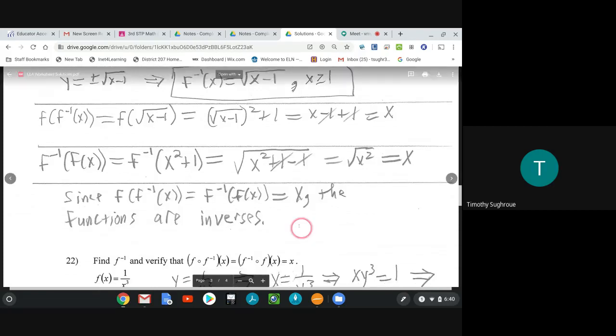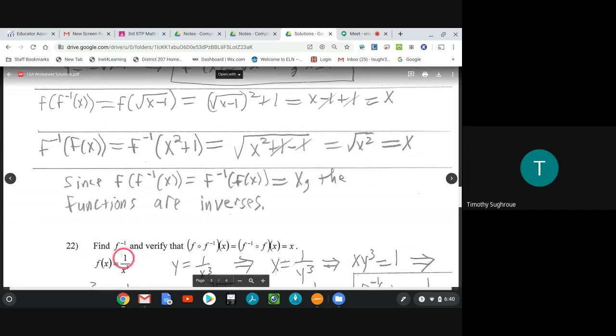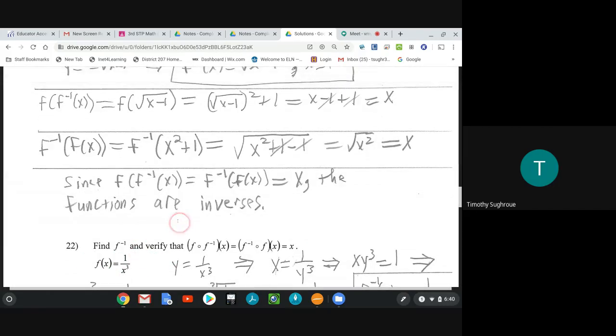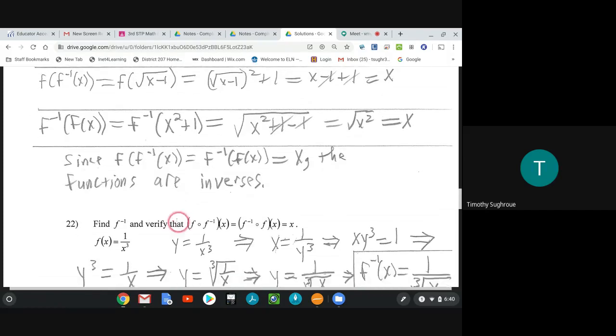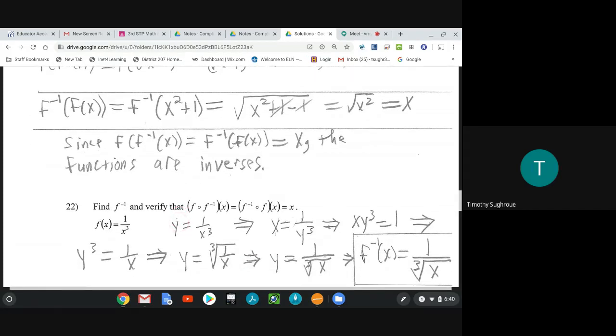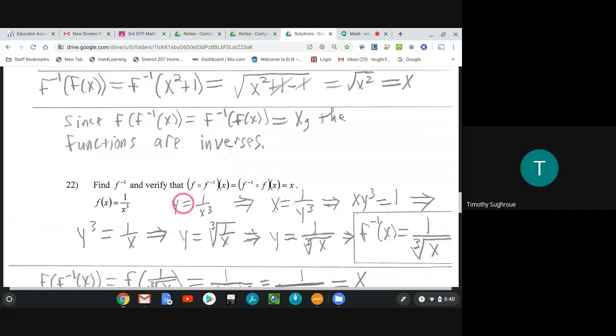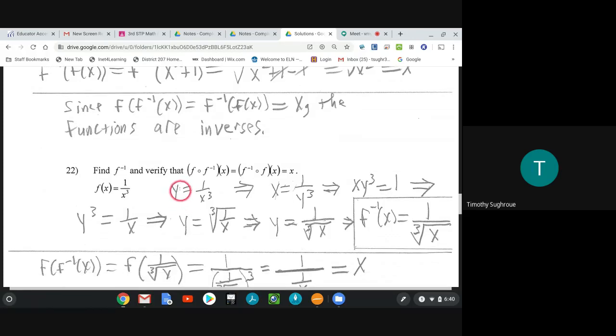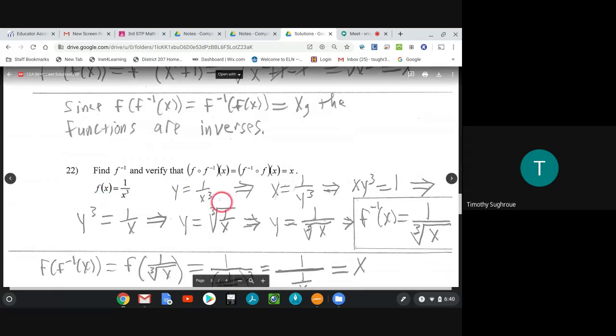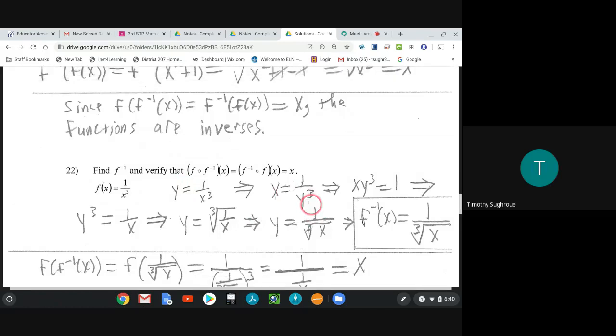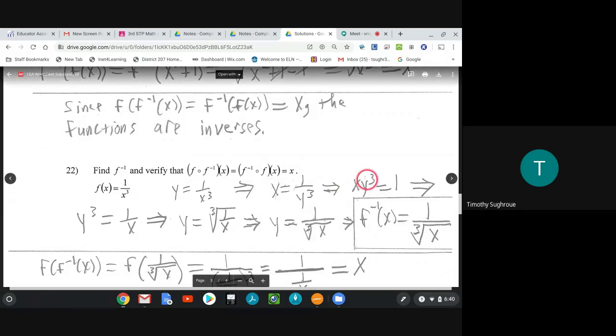So domains make a difference when we're looking at these particular problems. Now, if the function is defined over the entire domain, then it's no problem. Let's take a look at 21 or 22. Okay, so for problem 22, write it using y instead of f of x, switch x and y. Now I have to resolve for y. Well, it's in the denominator. So I have to multiply both sides of this equation by y cubed. It will cancel on this side, and I'll get x times y cubed on the left side. There it is.